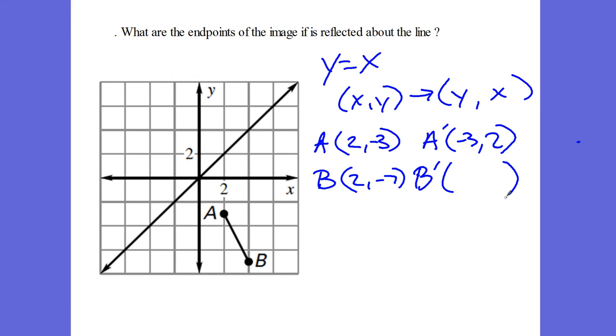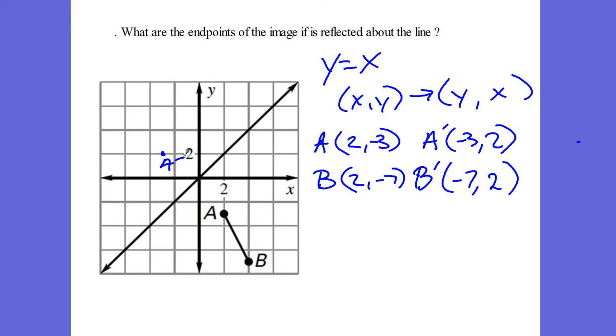Alright, can someone help him out? Go ahead. -7 and 2. That's what the rule is. We're just changing the X's and Y's. This rule should be in your notebook. That's all it is. So, A prime, -3, 2. And -7, 2, 4, 6, 7.